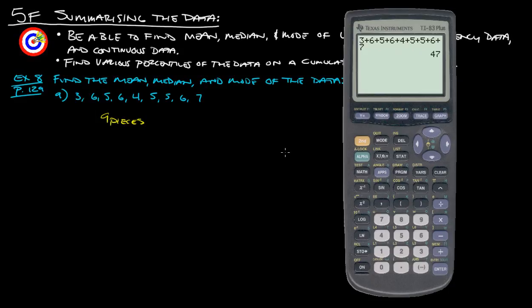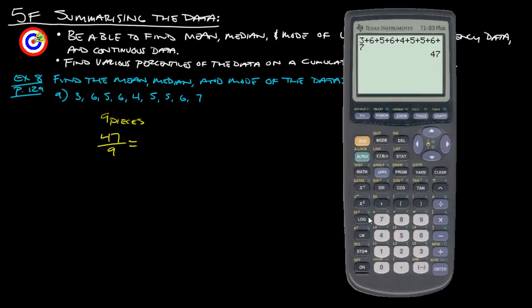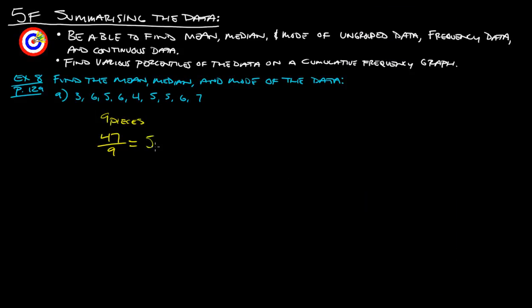And then again, we know we have 9 pieces of data, so we're going to take our 47 and divide it by 9 to see what we get. So let's take that answer and divide it by 9, and we get 5.2 is our mean. Okay, so mean is 5.2 or 5.22, however you want to put it. They didn't specify where to round to, so we'll just do that.